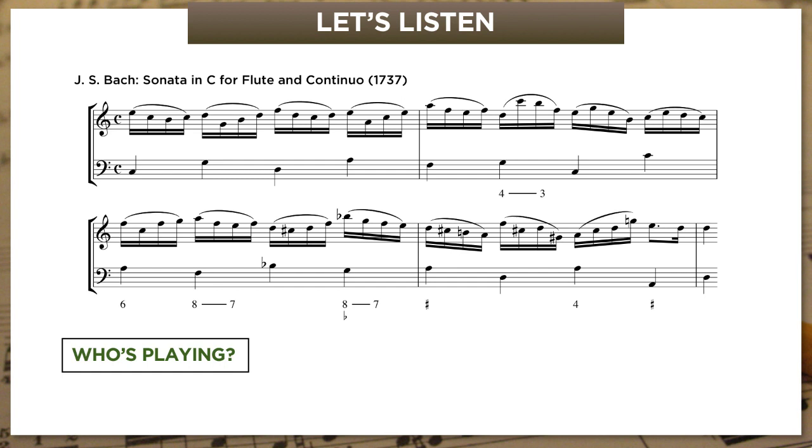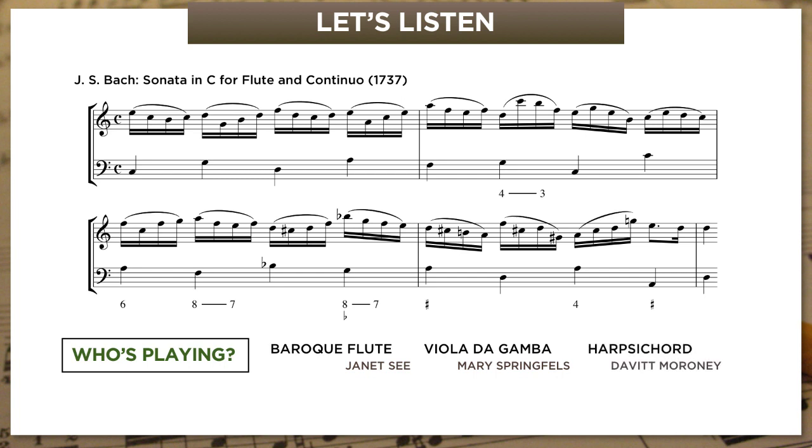Now, I'm probably not going out on a limb to assume you noticed that there was a flute. And you probably also heard a low string instrument playing the bass line. It's a historical instrument called a viola da gamba. But if you listened carefully, I bet you also noticed someone playing chords, in this case on a Baroque harpsichord.